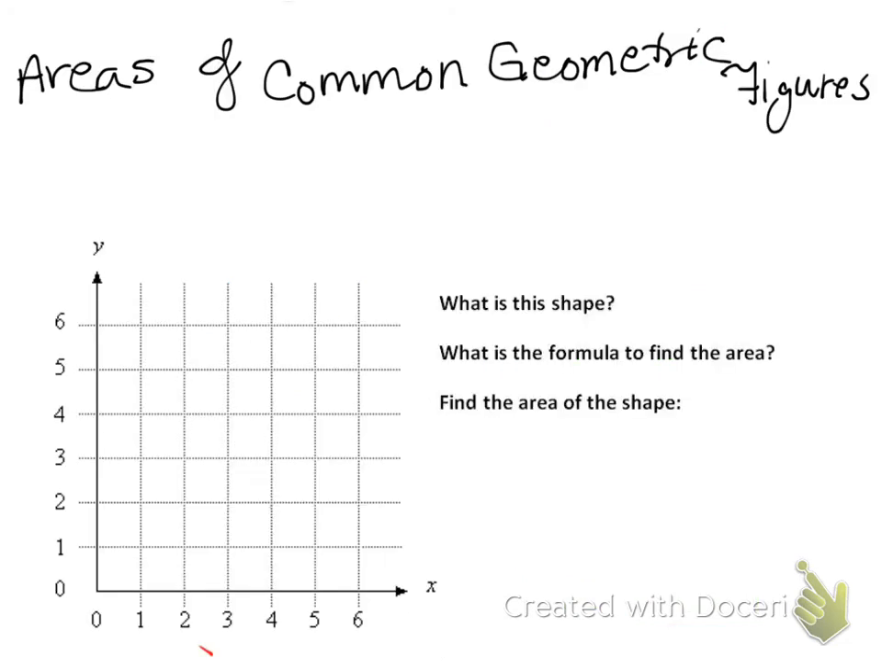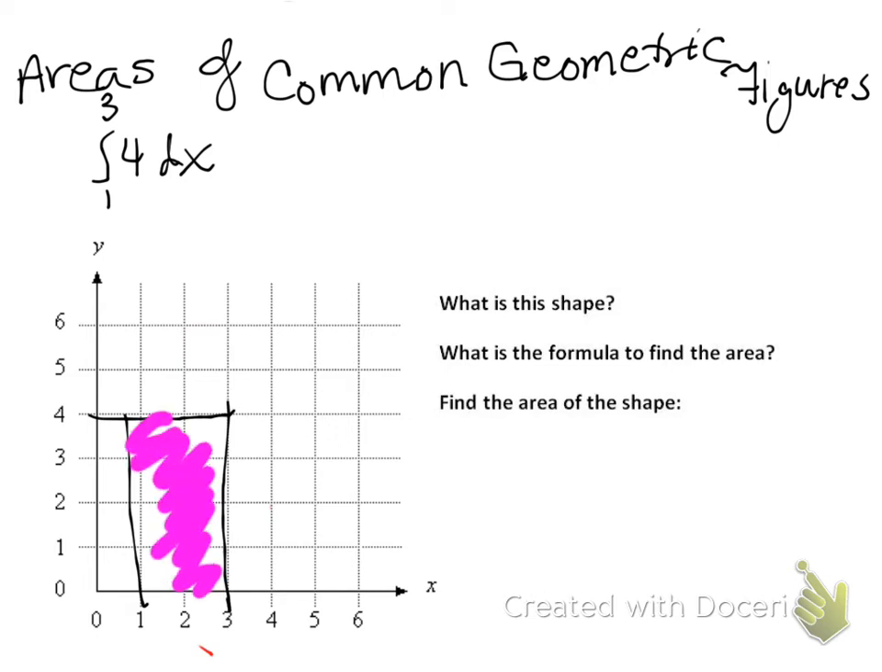All right, so next we're going to talk about the areas of common geometric figures, starting with our very first example. I have the integral from 1 to 3 of 4 dx. So, of course, I would start drawing my graph, but I'm only interested in between x equals 1 and x equals 3. I want to know what's the area of this shape. First of all, let's recognize the shape. What is this shape? Hopefully we can all tell that it's a rectangle.